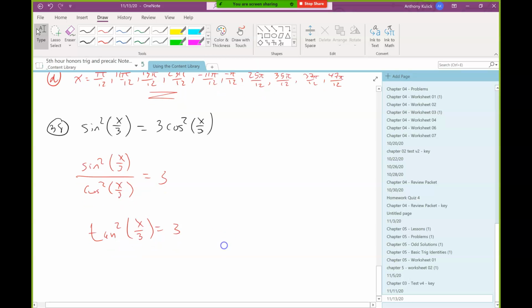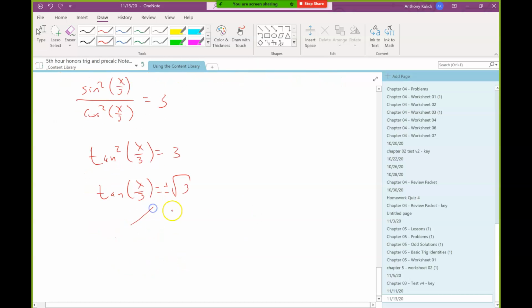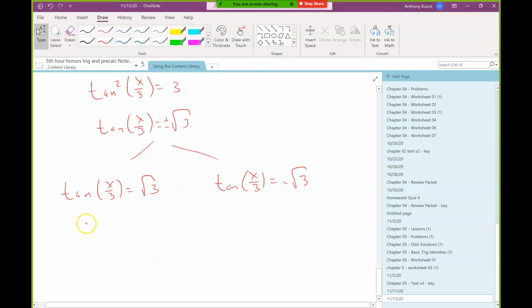So then we'll square root both sides. And then we'll have to split this into two equations, one with the positive square root 3 and one with the negative square root 3. So x over 3 is equal to tan inverse of square root 3 and tan inverse of negative square root 3.